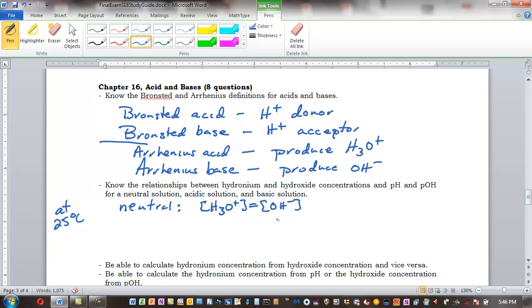Now, that's regardless of temperature. Okay, neutral solution, hydronium equals hydroxide. Now, at 25 degrees Celsius, what do they equal? These two concentrations, if it's neutral. Well, pH is 7, but what is my hydronium and what is my hydroxide concentration? At 25, 1 times 10 to the negative 7th, exactly.